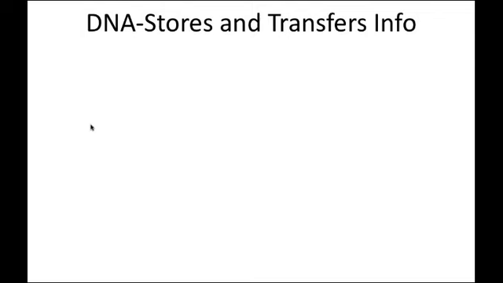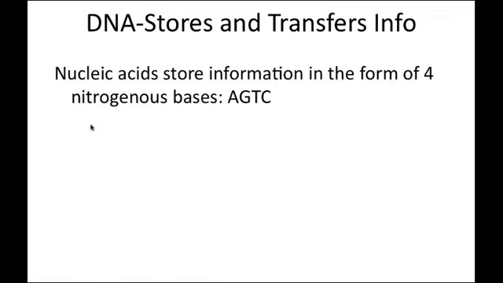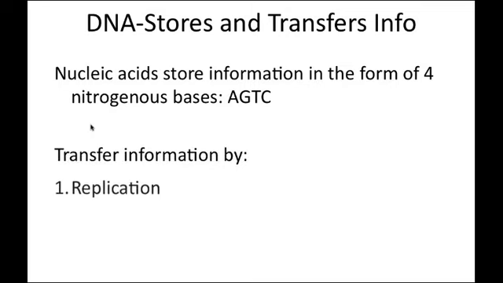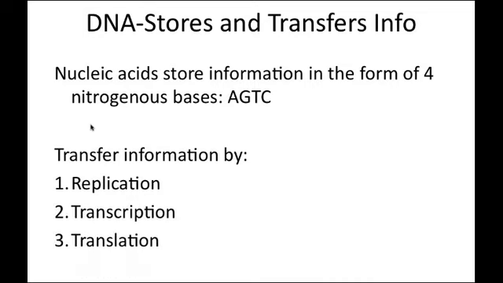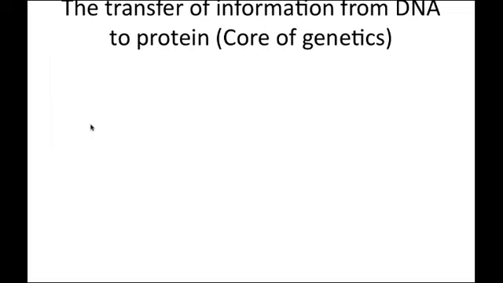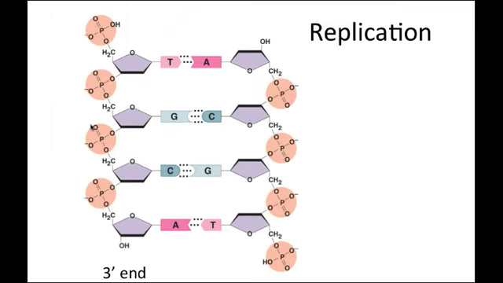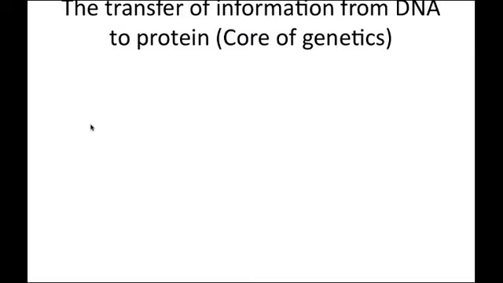So the DNA stores all the information, transfers information, right? So nucleic acids store all the information for what the cell needs to do, and within those 4 nitrogenous bases, A, G, T, and C. Now it's going to transfer that information into structure or proteins through replication, transcription, translation, right? So we go from DNA to RNA to protein. Now this is the core of genetics when we talk about DNA to RNA to protein.